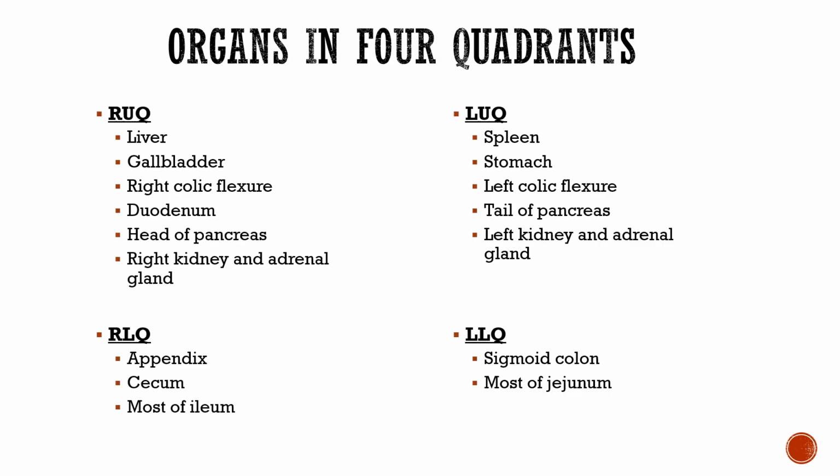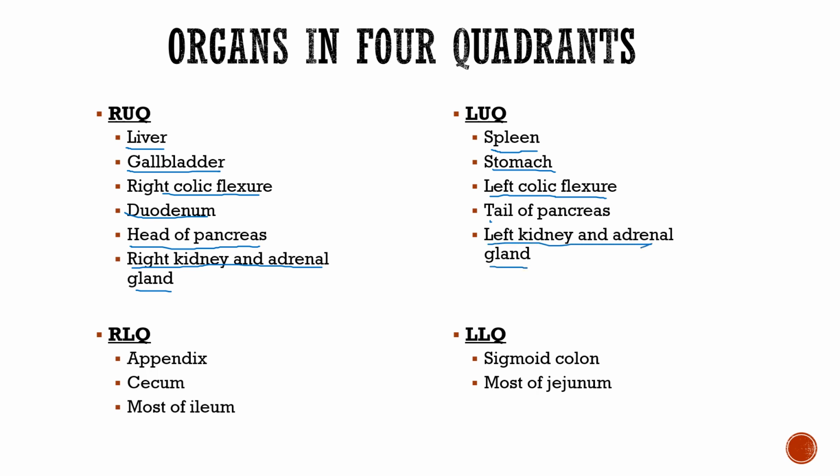So looking at those quadrants that we have, the right upper quadrant is where we have the liver, the gallbladder, the right colic flexure, the duodenum. Now the head of the pancreas, you can leave off the list kind of. The right kidney and the adrenal gland is important too. The left upper quadrant, keep in mind we have the spleen, the stomach, S and S are on the same side, along with the left colic flexure. The tail of the pancreas, again, I would leave that off. The left kidney and the adrenal gland is also there.